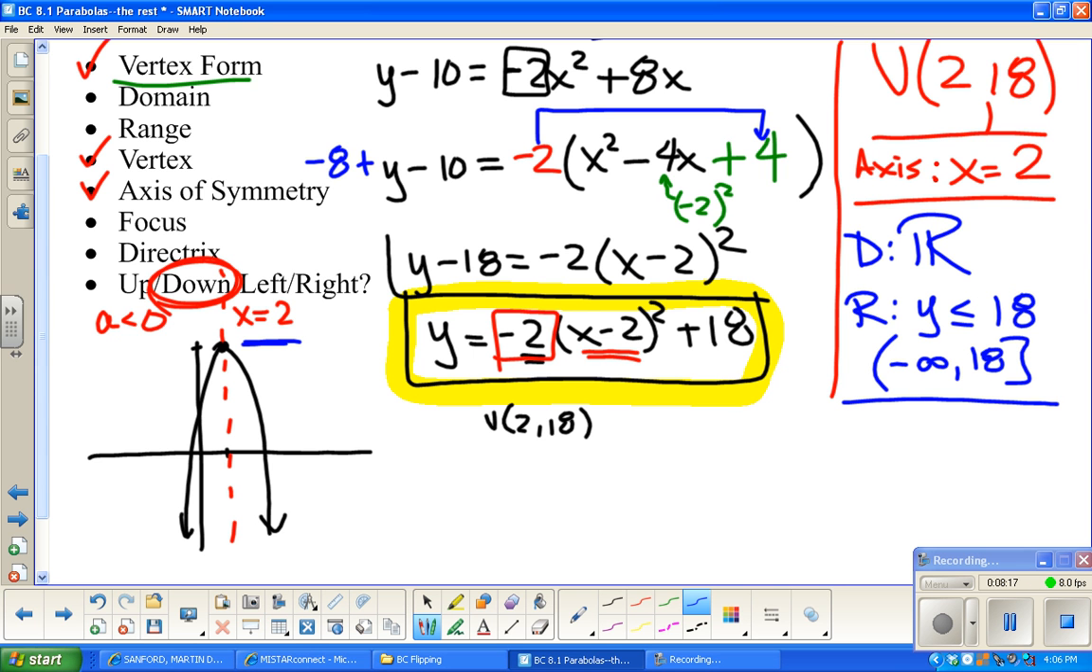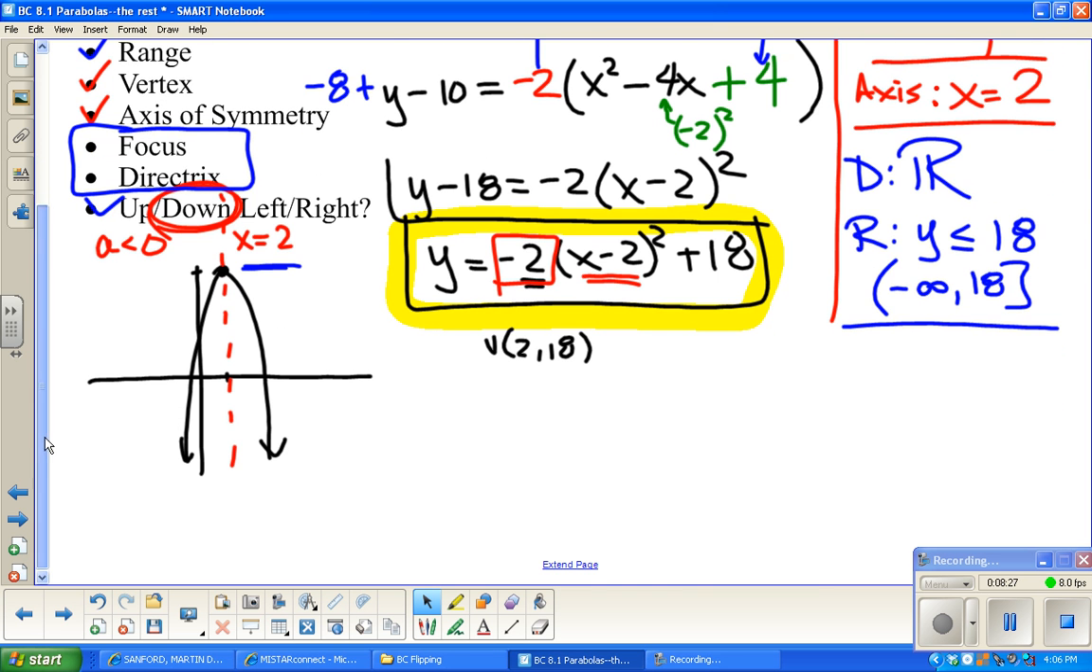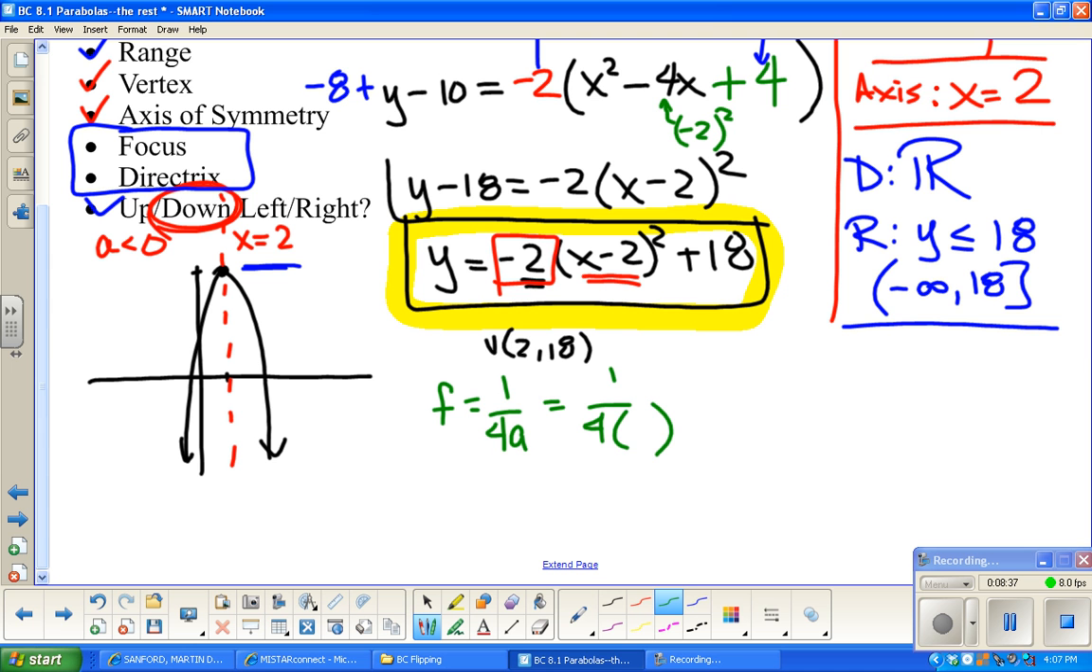Okay, so we got domain and range done. And next up, we need to do focus and directrix. So that's the other new idea. Okay, so again, the way I handle this is f equals 1 over 4a. Well, 1 over 4 times, well, a is this -2. So this is going to be -1/8, that's the f.